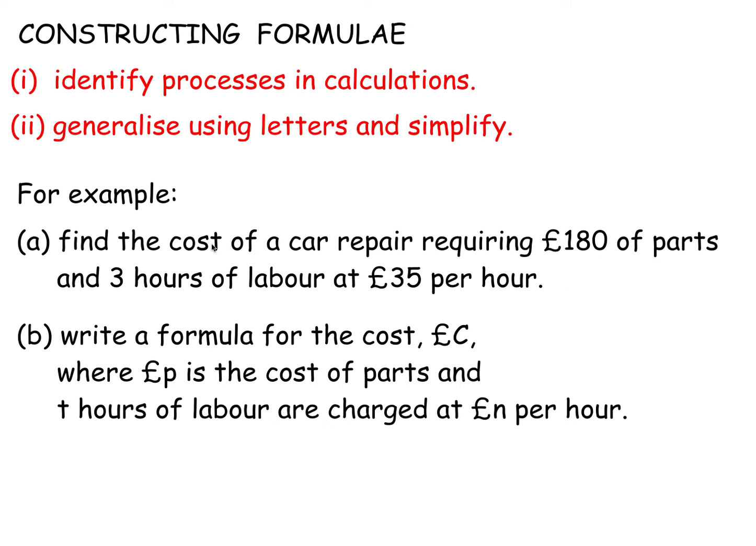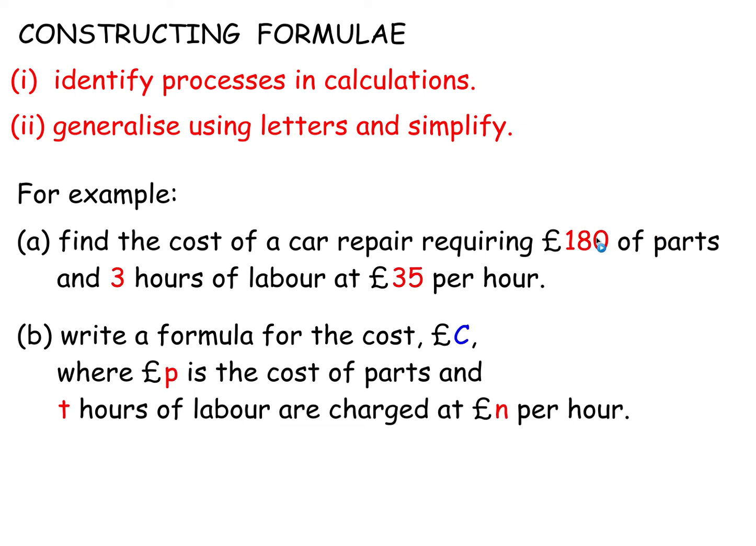So in this case it's the cost of a car repair. Costs are £180 worth of parts and 3 hours of labour at £35 per hour, so the cost can be calculated. And based on that calculation you can then replace the quantities with letters. So it's P pounds for the parts, in other words the 180 becomes a P. T hours of labour, the 3 hours becomes T, and it's at N pounds per hour instead of £35 per hour, so the N's replacing the 35. So the key parts are here in red.